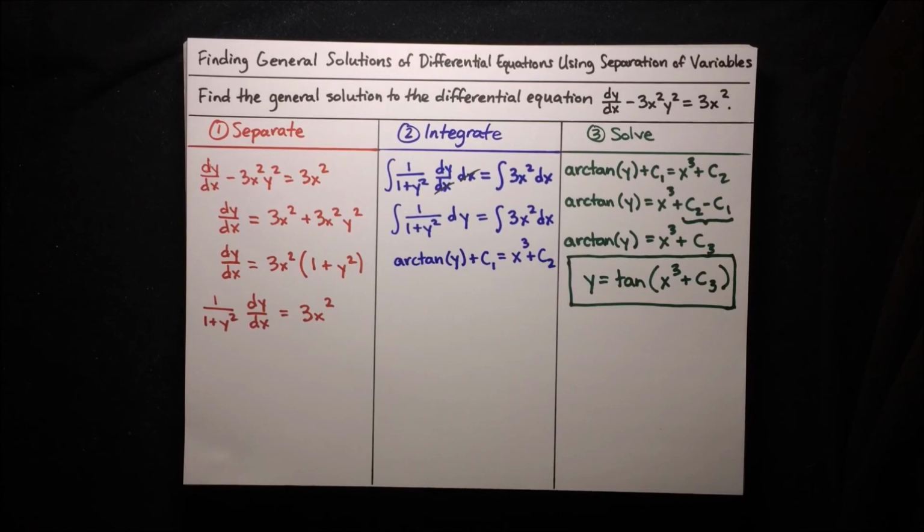So now we know how to find general solutions of differential equations using separation of variables. These general solutions will always have an arbitrary constant. But in the future, we'll also learn how to find particular solutions of differential equations, in which some initial condition is given, and we have to choose a particular value of the constant, which will satisfy the initial condition.